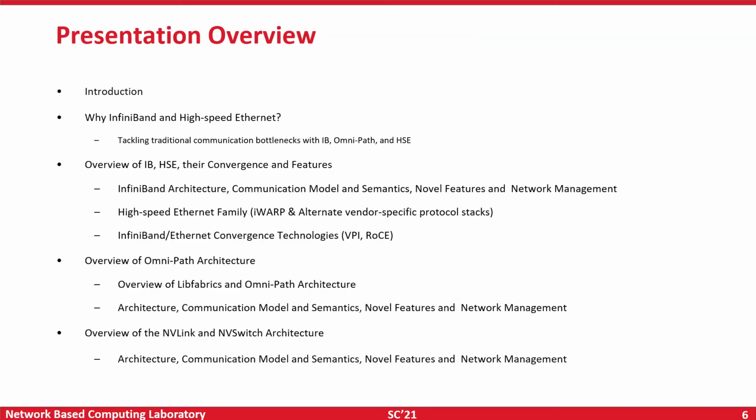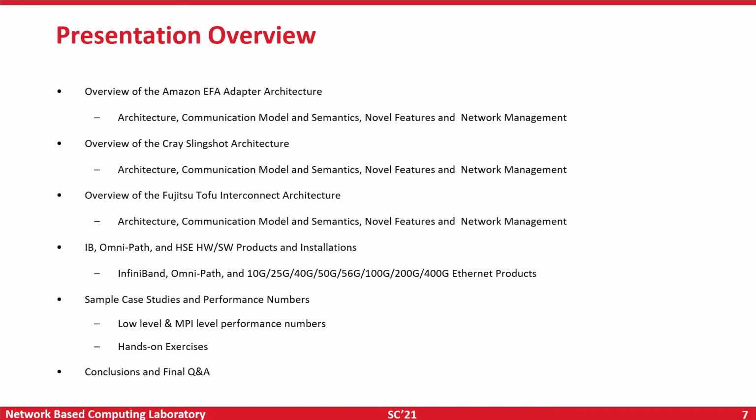We'll be starting with a very high-level introduction, going over InfiniBand and high-speed Ethernet and their features. We'll be talking about Omni-Path. We'll also be talking about NVLink and NVSwitch architecture. We'll also be taking a look at the Amazon EFA adapter, which is being used in the Amazon AWS cloud. We'll take a look at the Slingshot architecture and the Fujitsu Tofu interconnect architecture, which is being used in the number one system called Fugaku. And after we understand all these things, we will also be taking a very quick look at all the different commodity networking technologies, their products and installations. We'll take a look at some sample case studies and performance numbers.